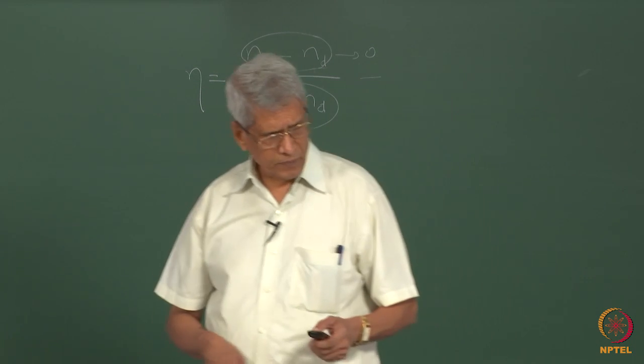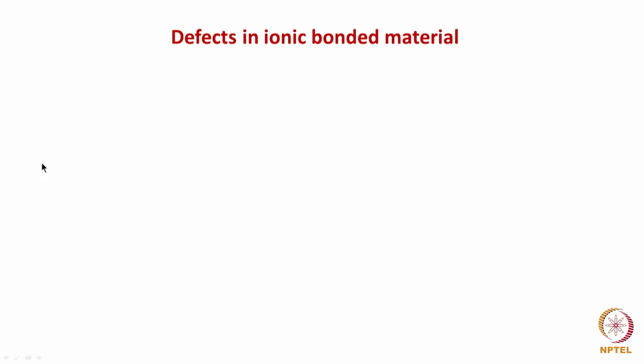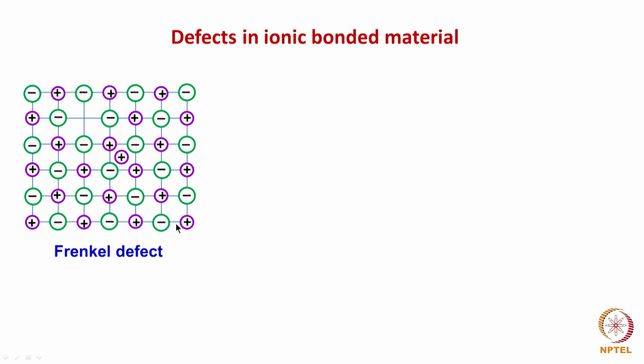Now we have considered the Schottky defect. Is there any other way in which a defect could be produced? One way in which it could happen in an ionic bonded material is that a cation has been removed from this site and deposited in a region adjacent to it, into an interstitial position. Then also charge neutrality is being maintained. This type of defect we call Frenkel defects.